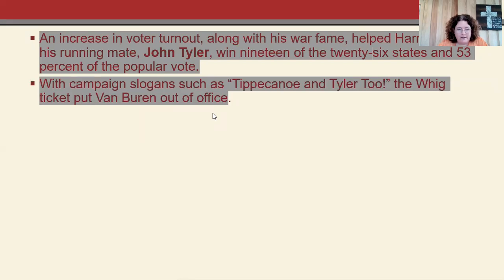With campaign slogans such as "Tippecanoe and Tyler too," "Van is a used up man," and "to guide the ship will Tyler tip," the Whig ticket put Van Buren out of office.